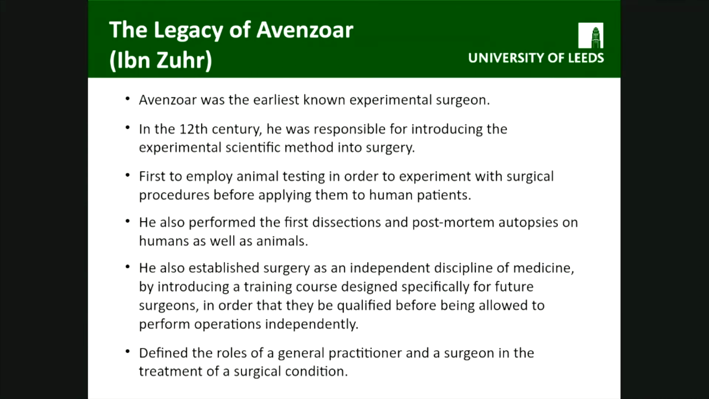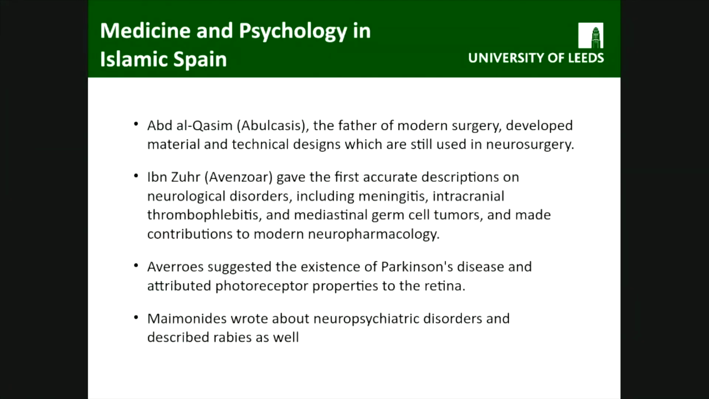And also Ibn Zuhr defined the role of a general practitioner, a GP, that you would go to if you're ill, if you've got minor ailments. So the job description of a GP was devised by Ibn Zuhr, and the job description of a surgeon. Abul Qasim was the founder of modern surgery.